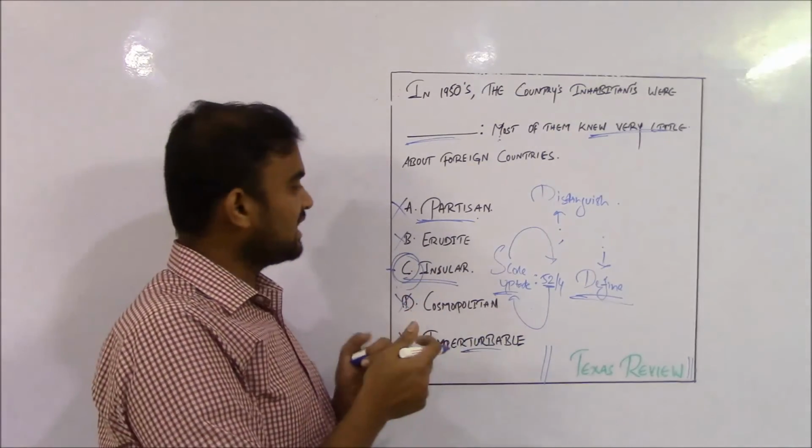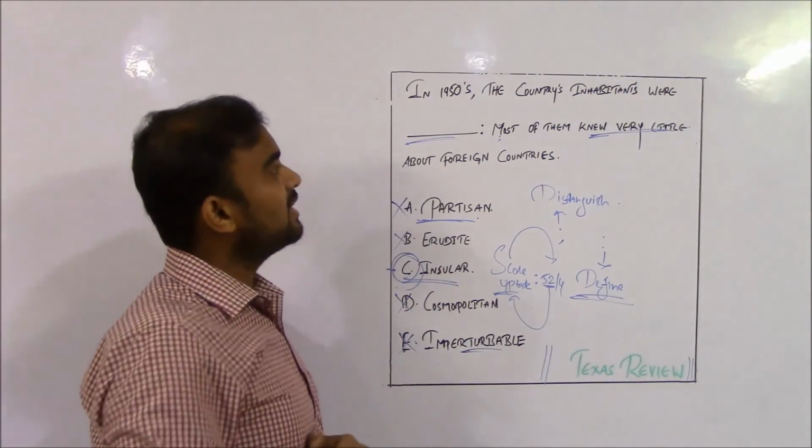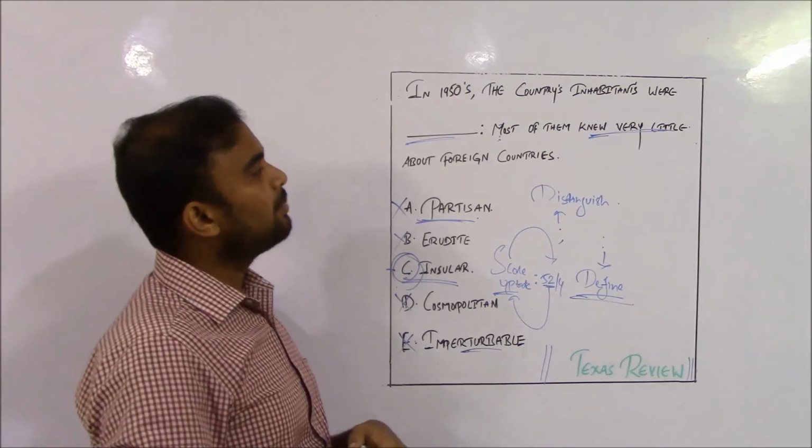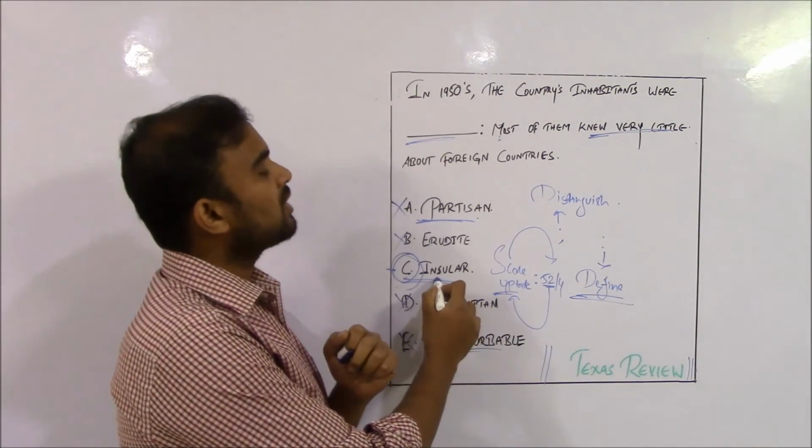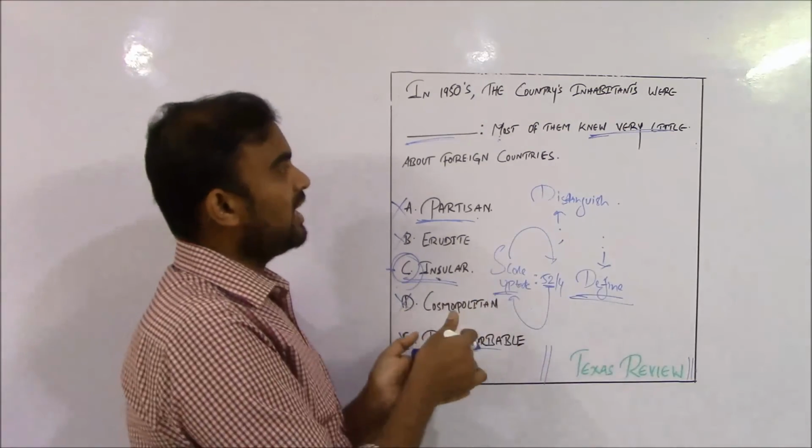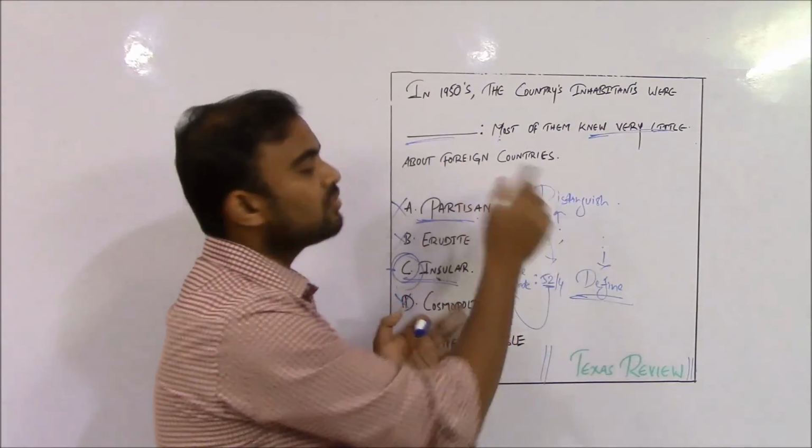So the last step, let's insert it back in the blank and let's read it. In 1950s, the country's inhabitants were insular, means they were isolated. So why isolated? Because they knew very little about the foreign countries.